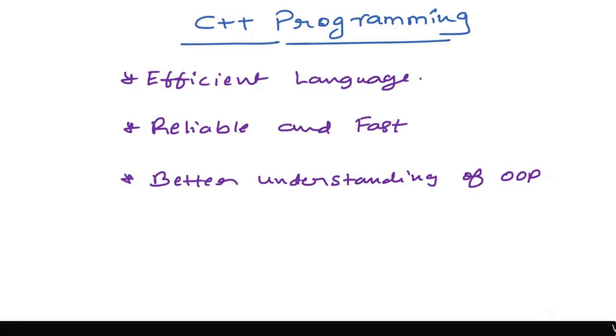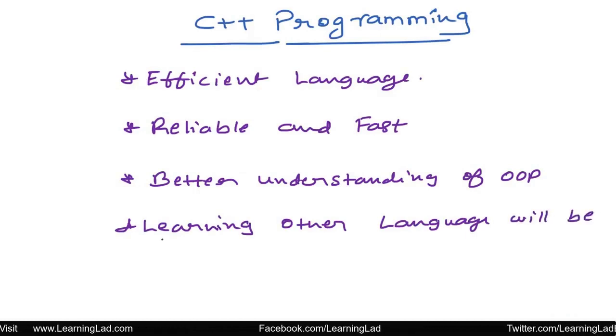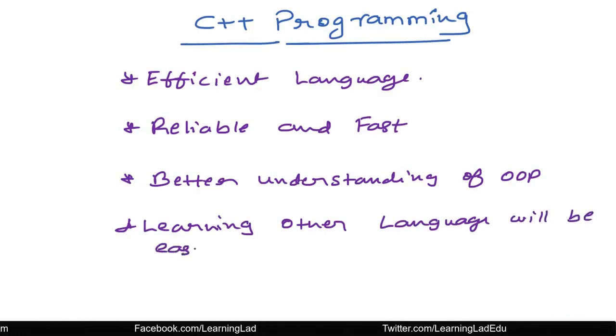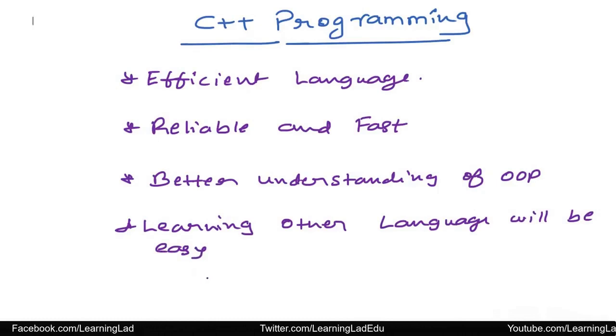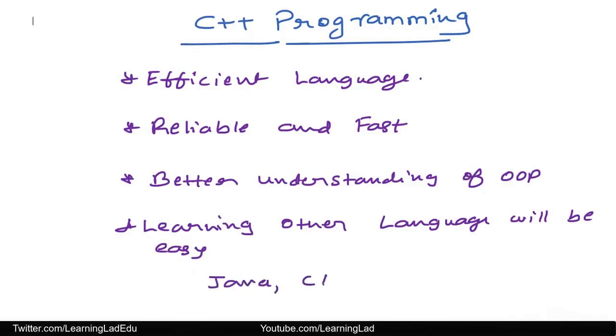So the advantage of this is, once you learn C++, then if you want to move to some other languages like Java or C#, it will be a lot easier, because Java and C# also use the object-oriented programming approach. So you will find it easy to learn those languages.